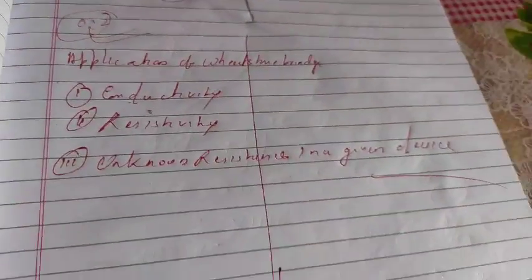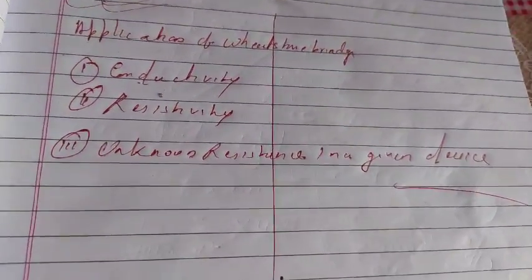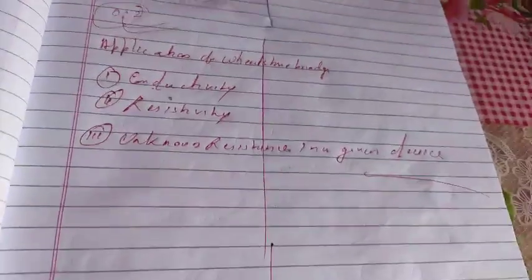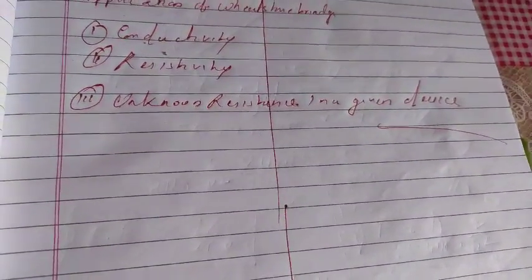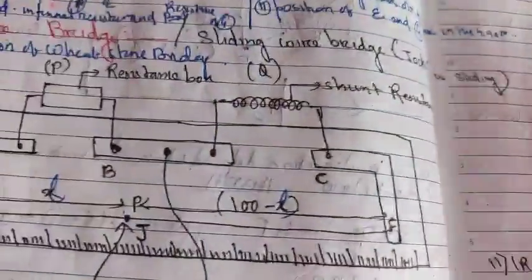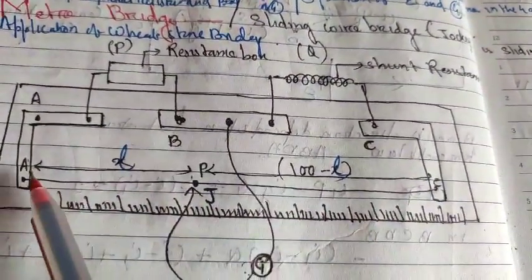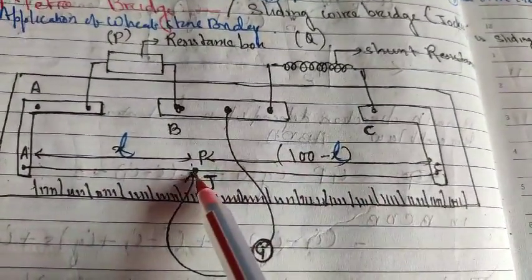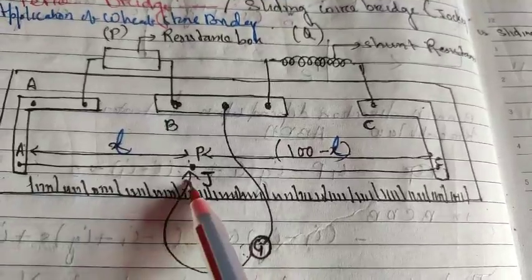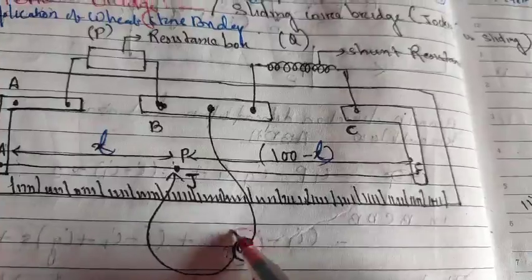First I will focus on the unknown resistance, then move to the conductivity, then the resistivity. So first, how can you calculate the resistance using a Wheatstone bridge? Let us see one simple diagram. Suppose this is one wire I have kept, AC is the wire. This is a jockey, a pen-like structure. With the jockey I have connected one galvanometer.